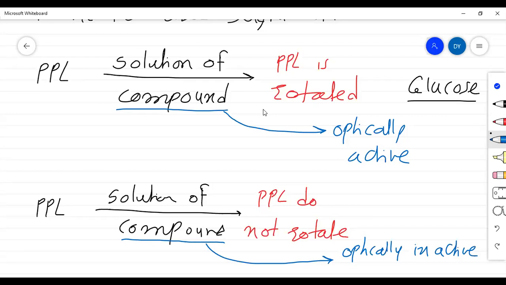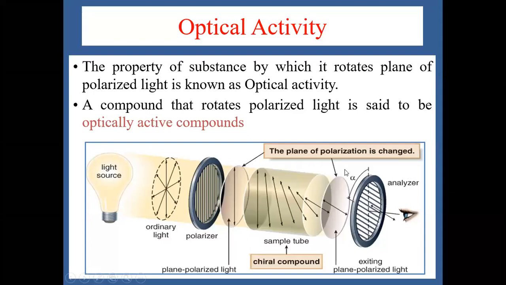That compound is optically inactive. So student, this is the concept of optical activity and optical inactivity of compounds. So this is the most important concept of optical activity.